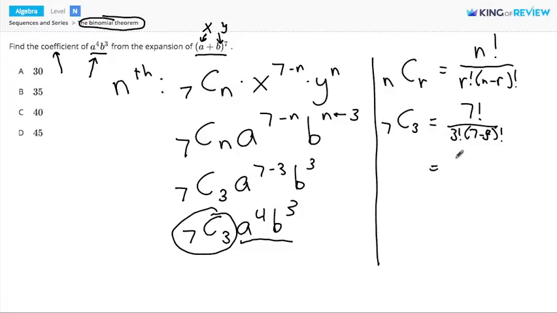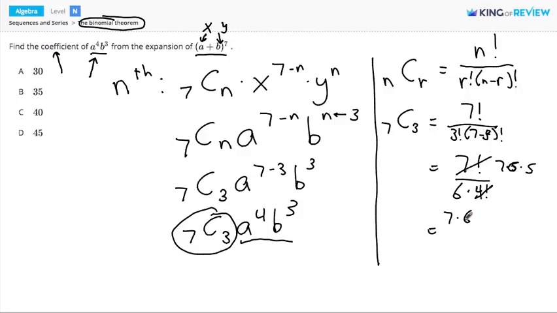So this is 7 factorial over 3 times 2 times 1, which is 6, and then 7 minus 3 gives us 4 factorial. Now 7 factorial is 7 times 6 times 5 times 4 times 3 times 2 times 1. 4 factorial is 4 times 3 times 2 times 1, so we can cancel out the parts of these that are 4 times 3 times 2 times 1. What we're left with is 7 times 6 times 5. The 4, 3, 2, and 1 canceled with the 4, 3, 2, and 1 from the bottom.